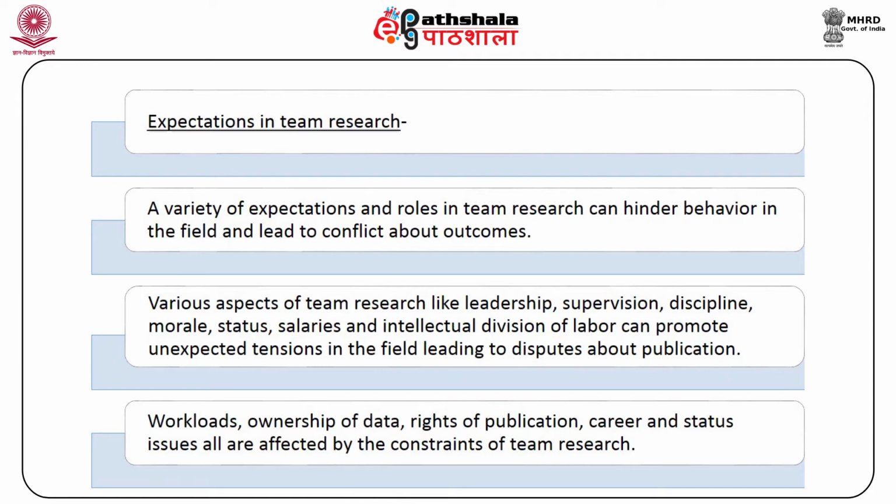tensions in the field, leading to disputes about publications, clash between the junior assistant and senior researcher, as well as a breaking up of love affair among team members, can create disruptions in the smooth functioning of the research process. Workloads, ownership of data, rights of publication, career and status issues all are affected by the constraints of team research.